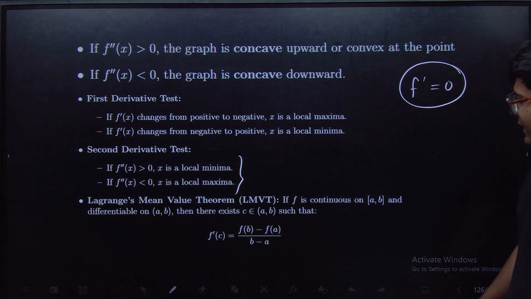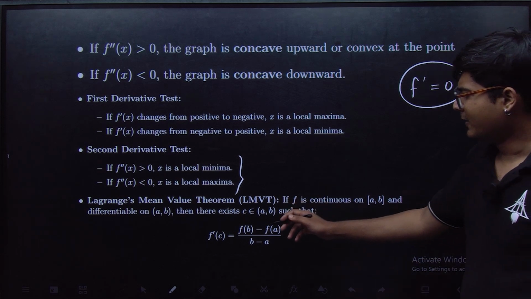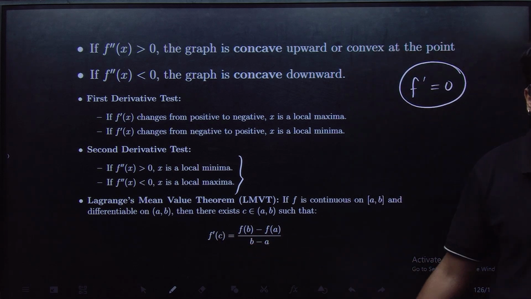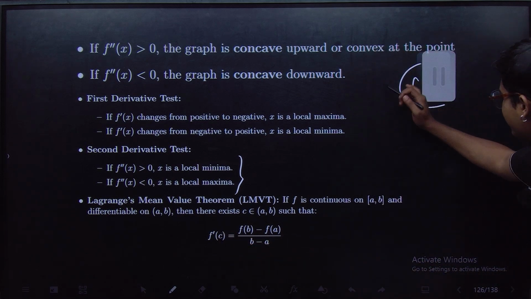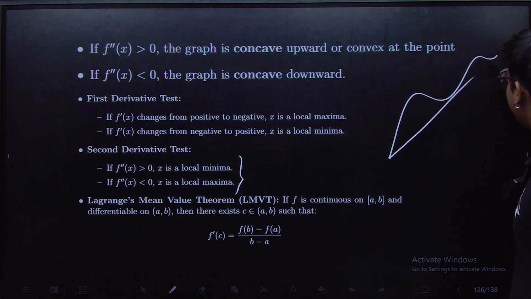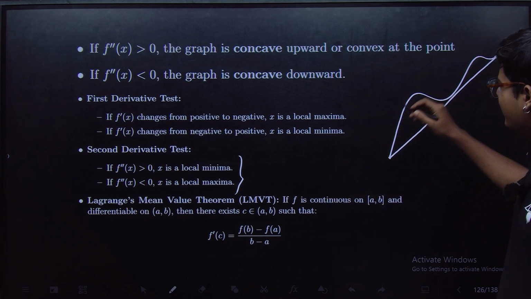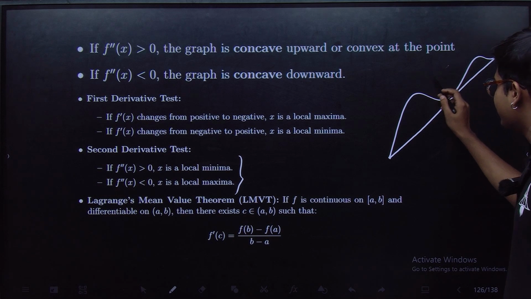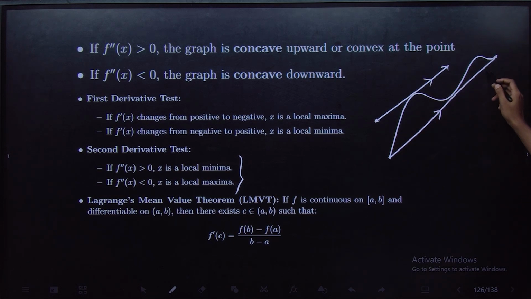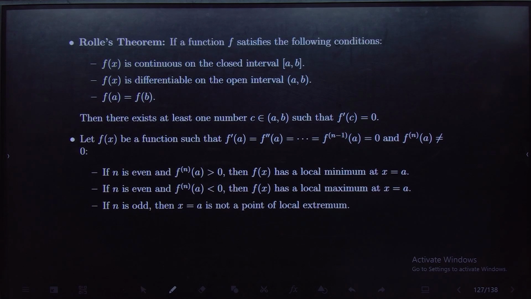LMVT or the Lagrange's mean value theorem: a function is continuous and differentiable. Then you'll always find a point c in this interval such that f prime c is equal to f(b) minus f(a) divided by b minus a. Basically, if you draw a graph, what is this right hand side? It's basically the slope of the line joining the endpoints, right? So LMVT is telling you that you'll find some point in this interval where the slope of the tangent is equal to this line, okay? Or basically this tangent becomes parallel to the line joining these endpoints, right? That is what LMVT tells you.